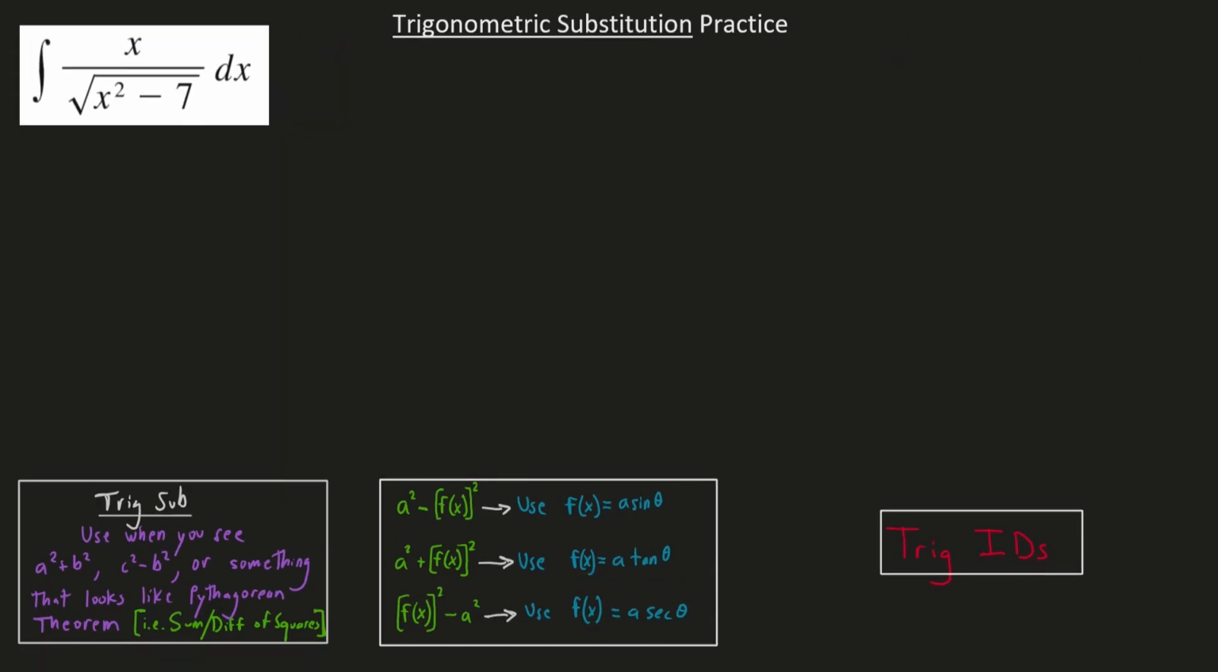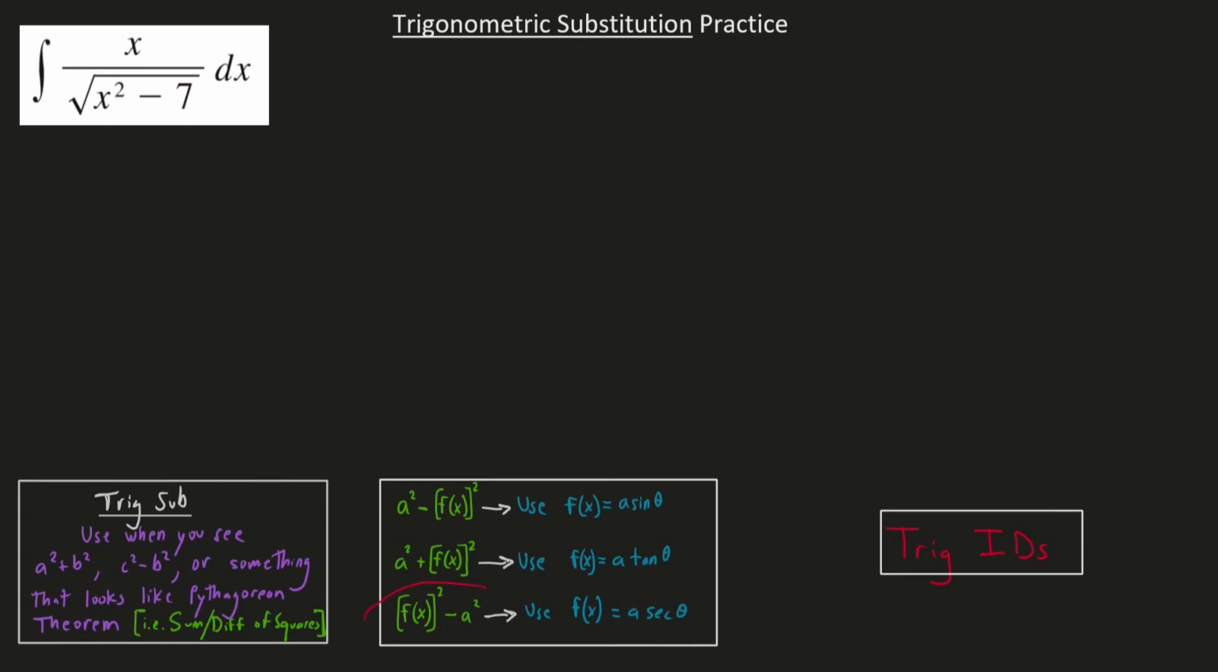Alright, so let's do one more problem here. So I see my Pythagorean theorem situation. Now notice that this is not a perfect square. It's not like a 16 whose square root is 4. It's not like 64 whose square root is 8. This is a 7. Well, the square root of 7 is just radical 7. It doesn't come out perfectly. So, a little bit of imperfection here, but we can still use Trig Sub on this.